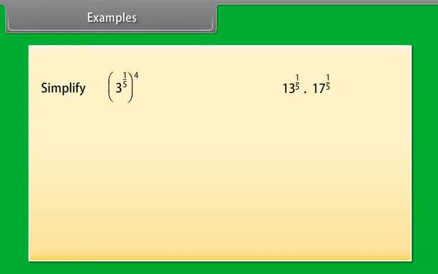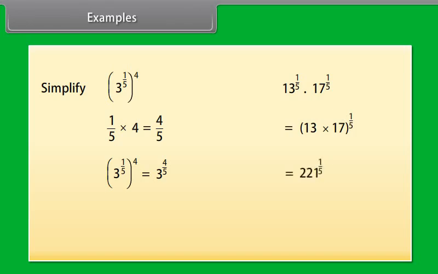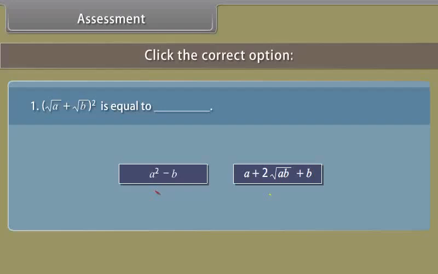Examples. Now let's solve some examples using these identities. Let's simplify the first one. 3 raised to the power 1 by 5 whole raised to the power 4. By multiplying 1 by 5 by 4, we get 4 by 5. So its answer is 3 raised to the power 4 by 5. Now look at the second example. 13 raised to the power 1 by 5 multiplied by 17 raised to the power 1 by 5 is equal to 13 multiplied by 17 whole raised to the power 1 by 5, which is equal to 221 raised to the power 1 by 5.